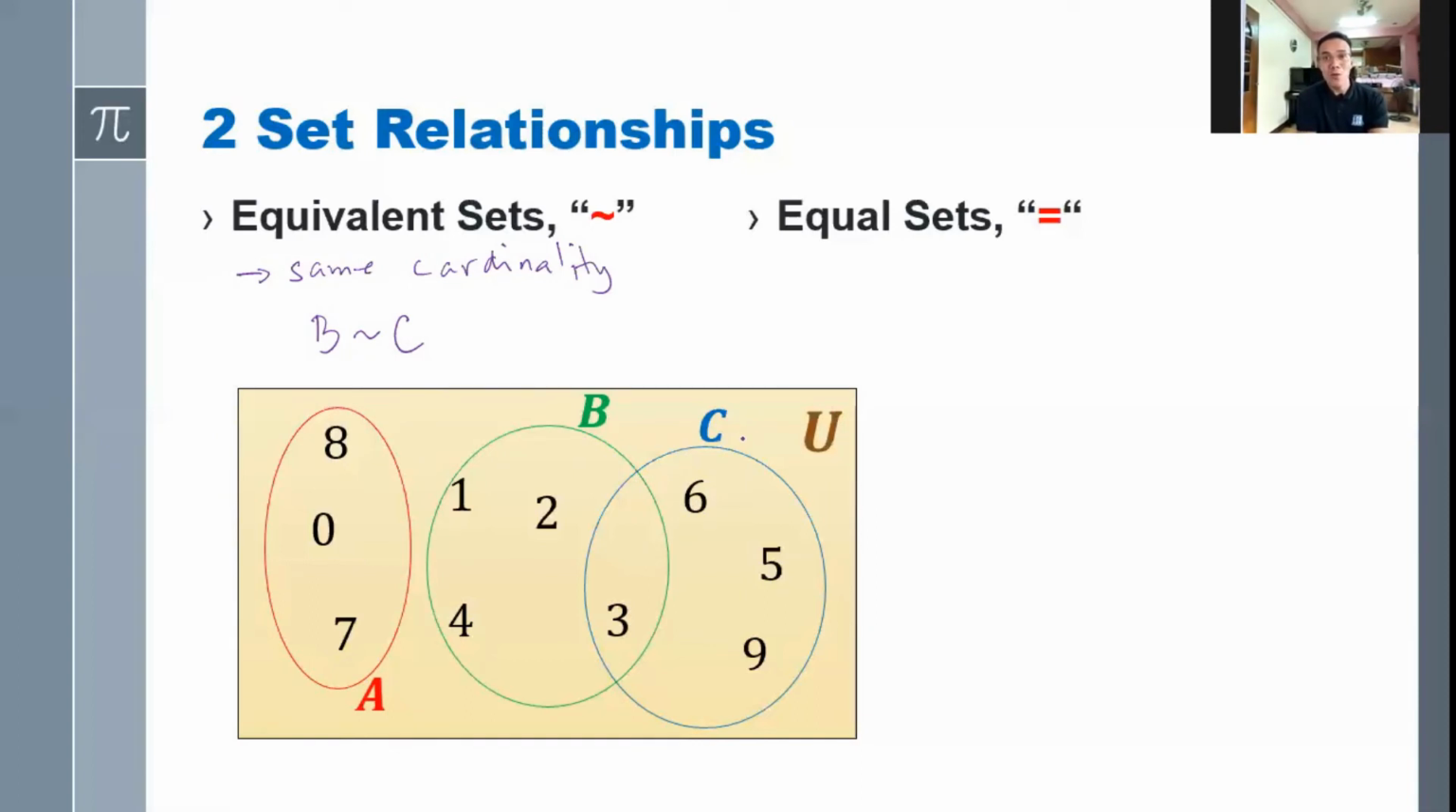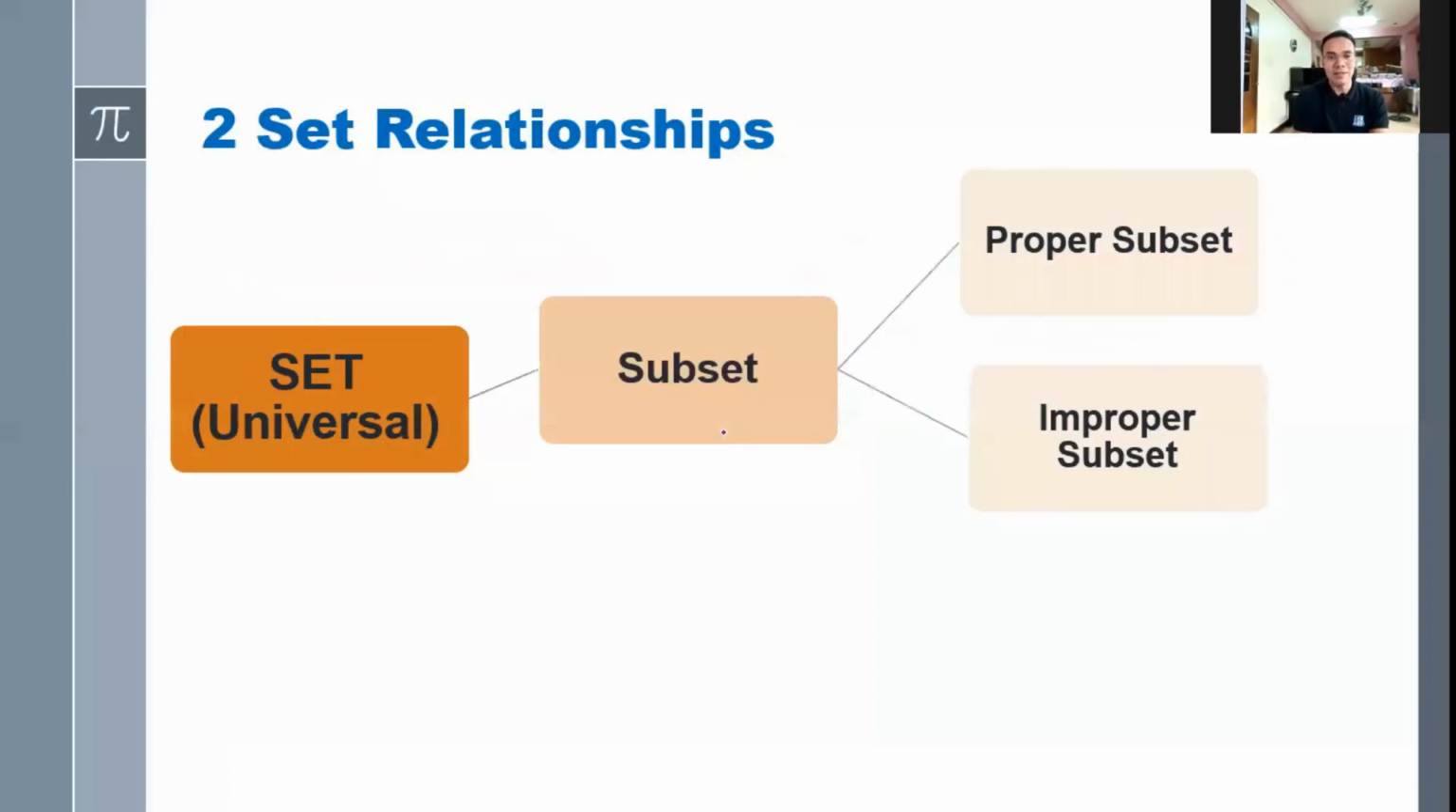In this example, we don't have equal sets because when we say equal sets, these are sets with the same cardinality and same elements. So there are two things that we have to consider for equal sets. We have to make sure that both sets contain the same elements and the same cardinality. B and C do not contain the same elements. Therefore, B and C cannot be considered as equal sets.